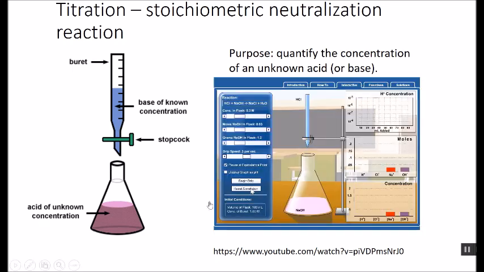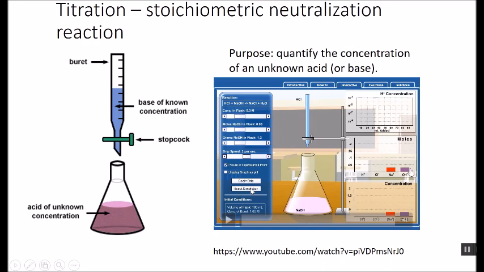So let me show you sort of a simulation of that. In this simulation, the base is in the flask and the acid is in the burette, and you start adding the acid dropwise. So what you'll see as I start this is that the thing that's reacting in here is the OH.